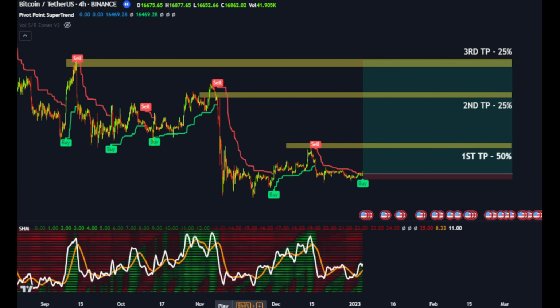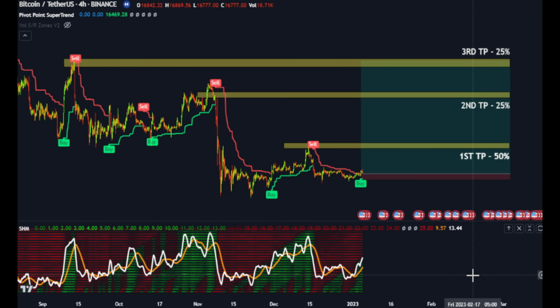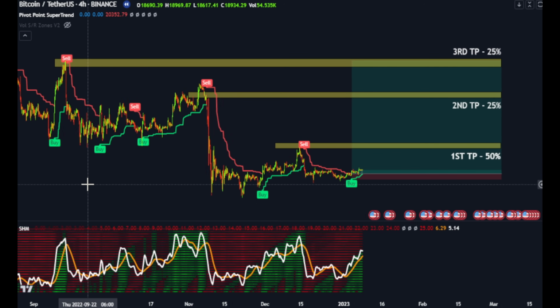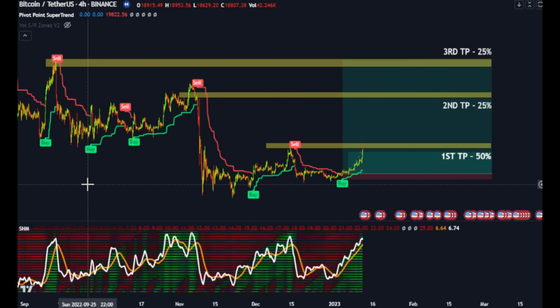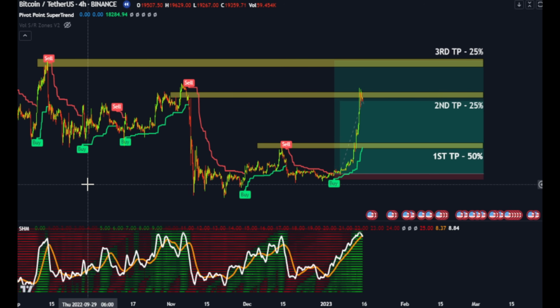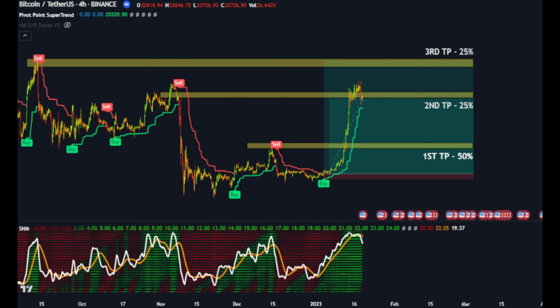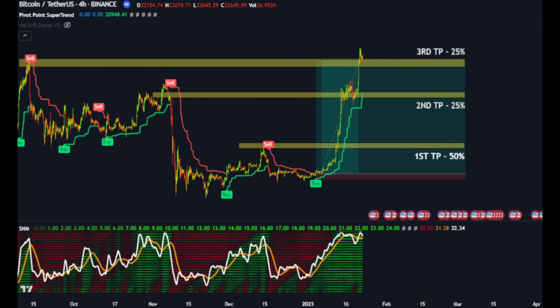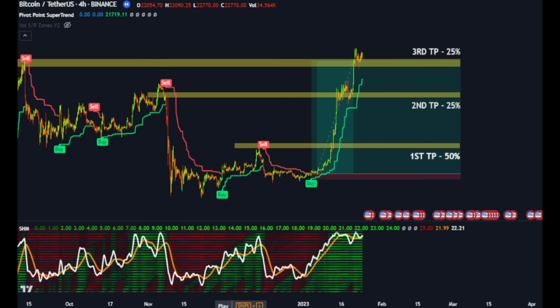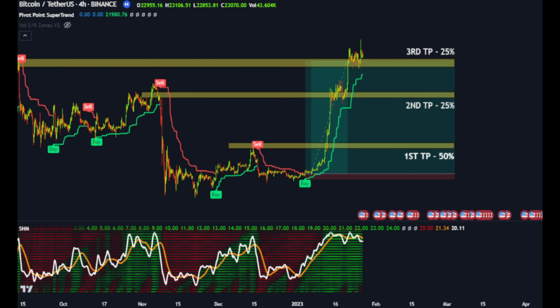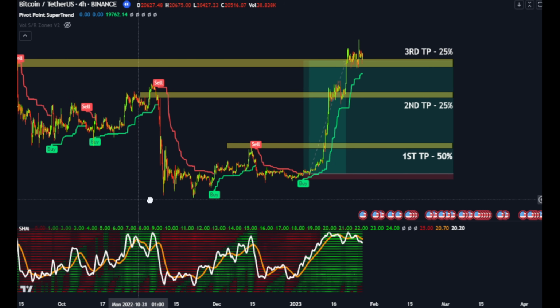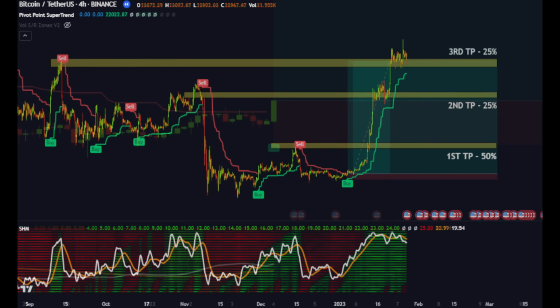So let's see how the price develops. As we can see, the price moved very quickly in our favor. And we got the 3 take profits.